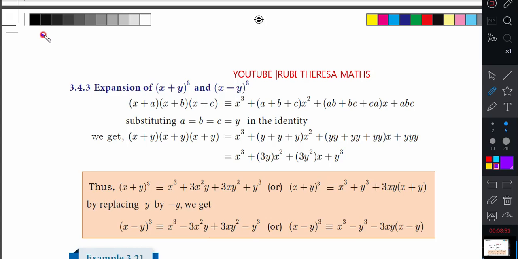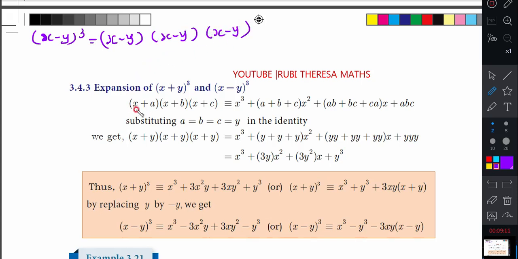Understand? That means what? X minus y. X minus y the whole cube. Please expand this. Very good. Expand பண்ணுவீங்க. X minus y into x minus y into x minus y.